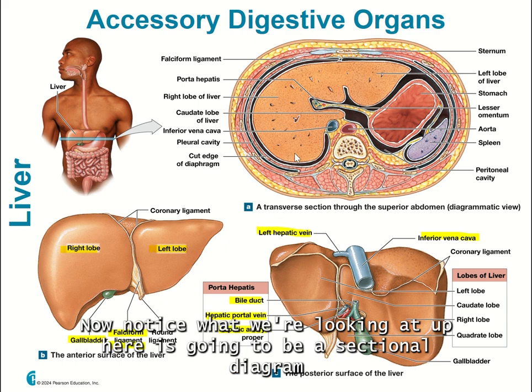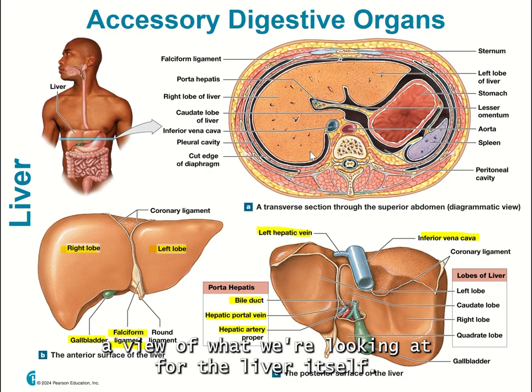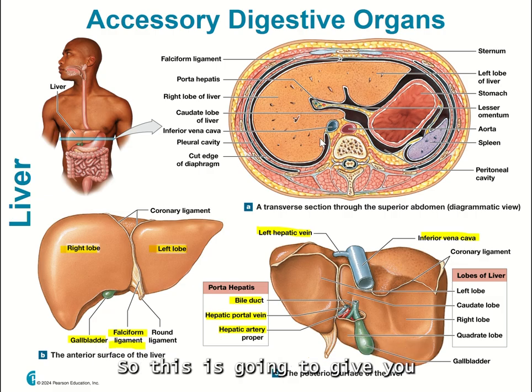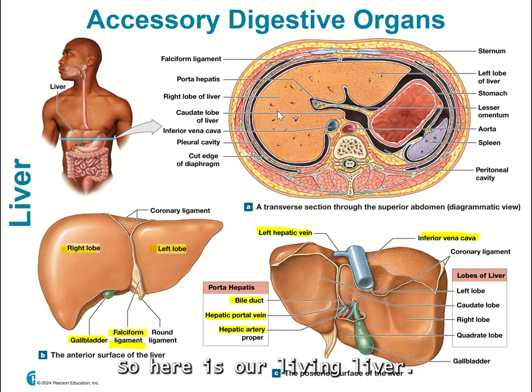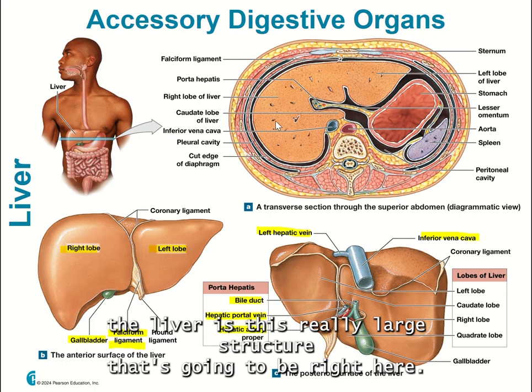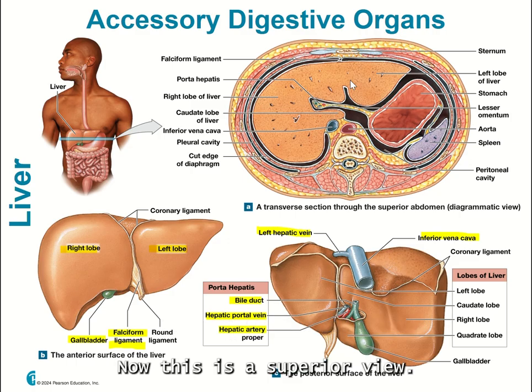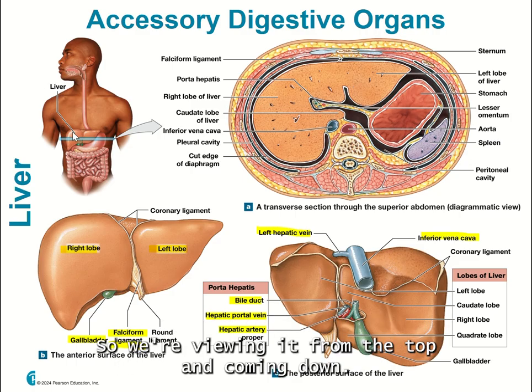Now, notice what we're looking at up here is going to be a sectional diagrammatic view of the liver itself. So this is going to give you a good relative view of where the other organs are going to be. So here is our liver, and as you can see, the liver is this really large structure that's going to be right here. Now, this is a superior view, so we're viewing it from the top and coming down.